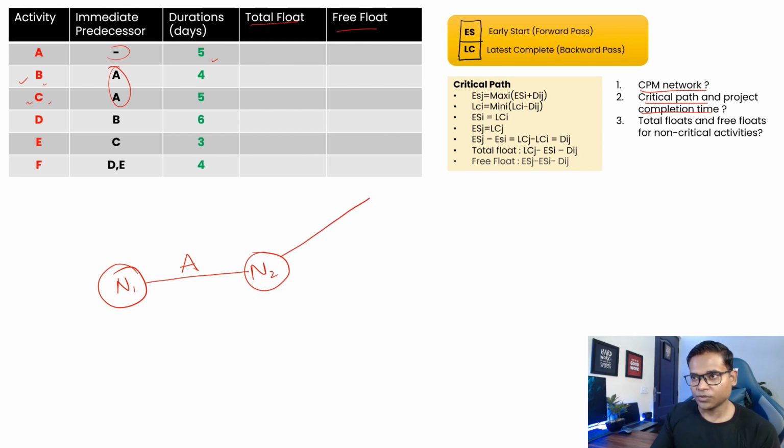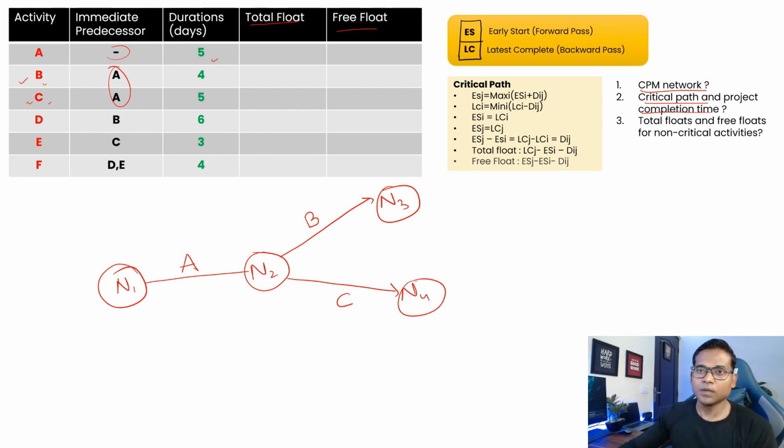So it should be like this, because from this node activity A is finishing, and from this node activities B and C are starting, right? So let's say this is node 3 and this is node 4. Now from the next activity, we have basically finished activity A, activity B, activity C. Now for activity D, if you see, activity D is starting after B, right? So we can just take activity D and call it node 5.